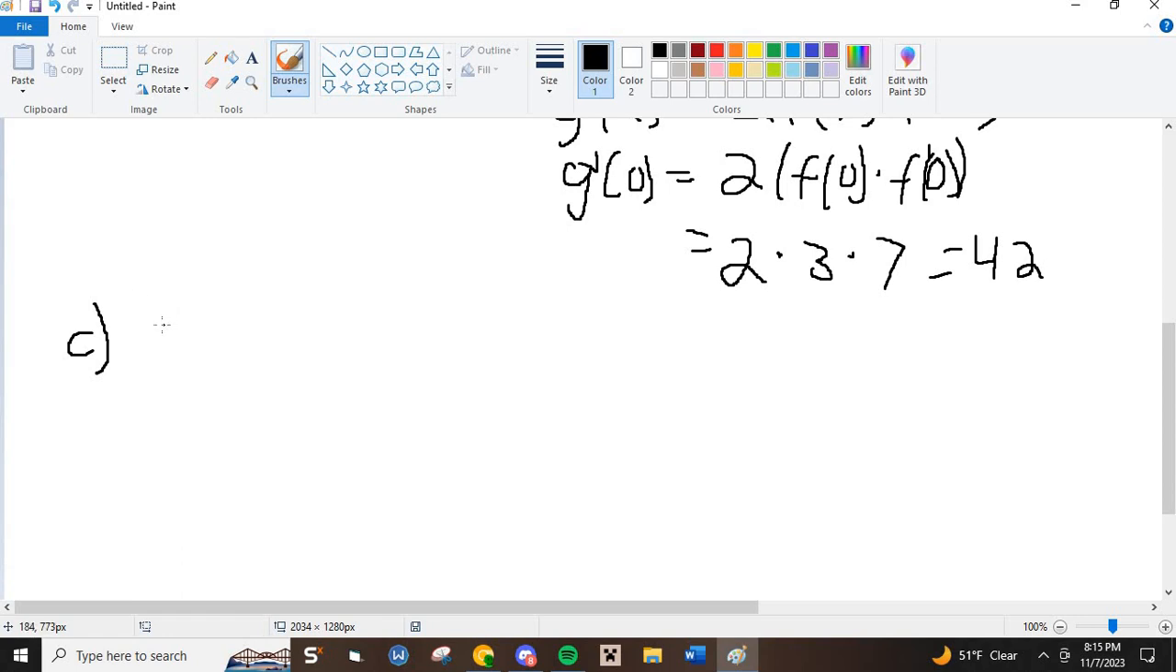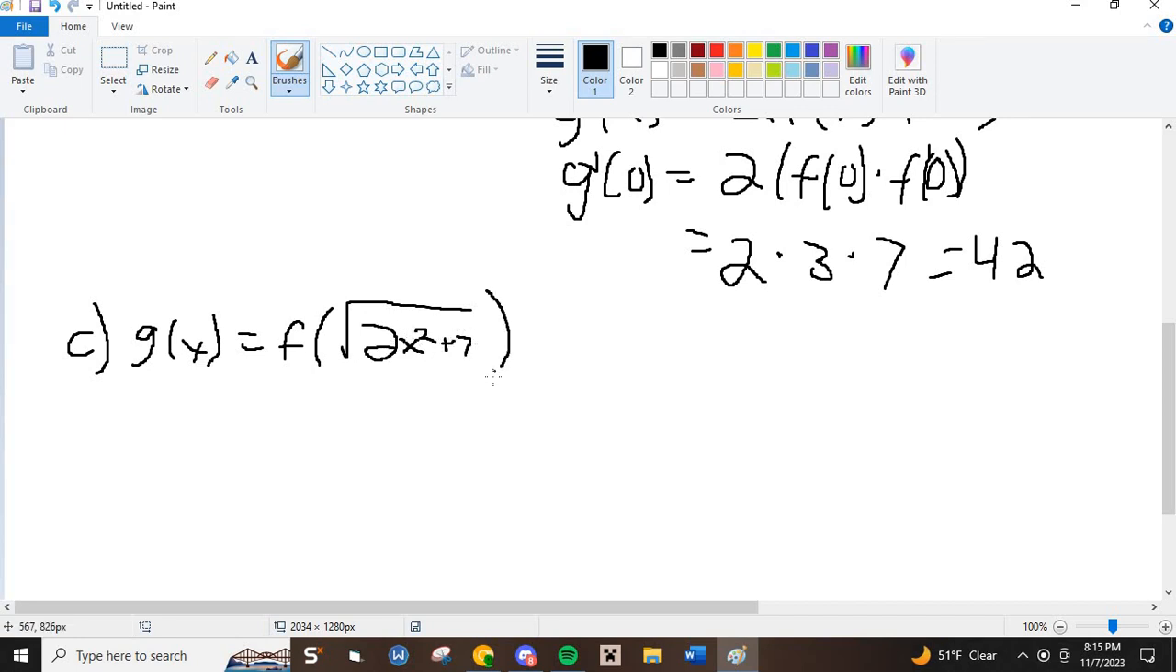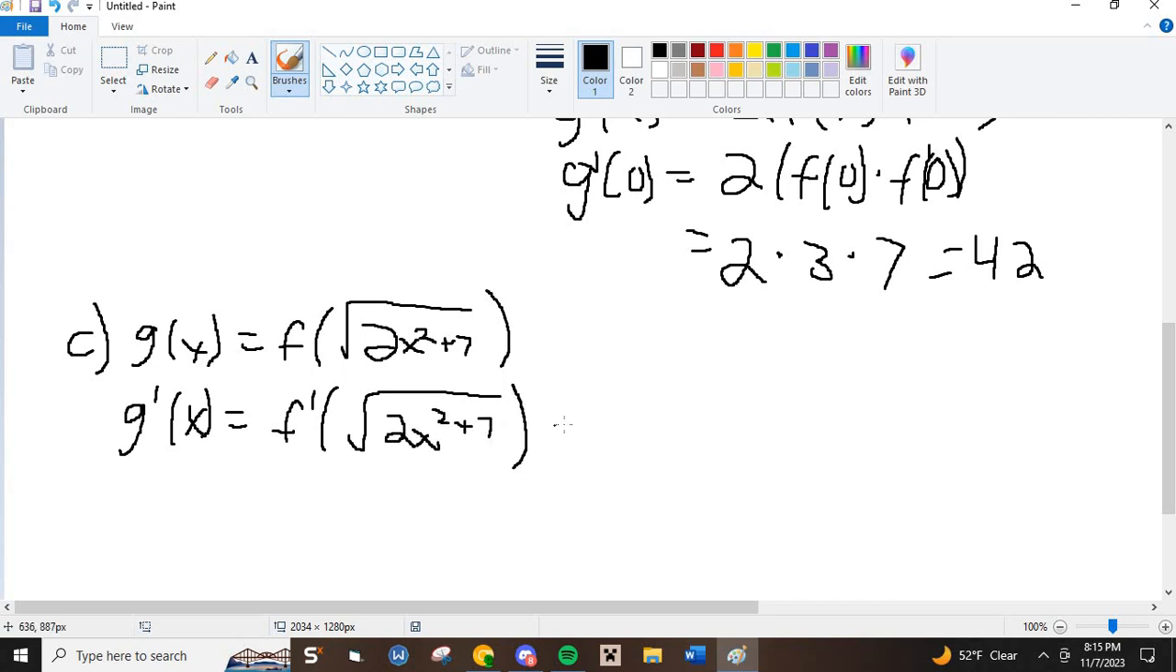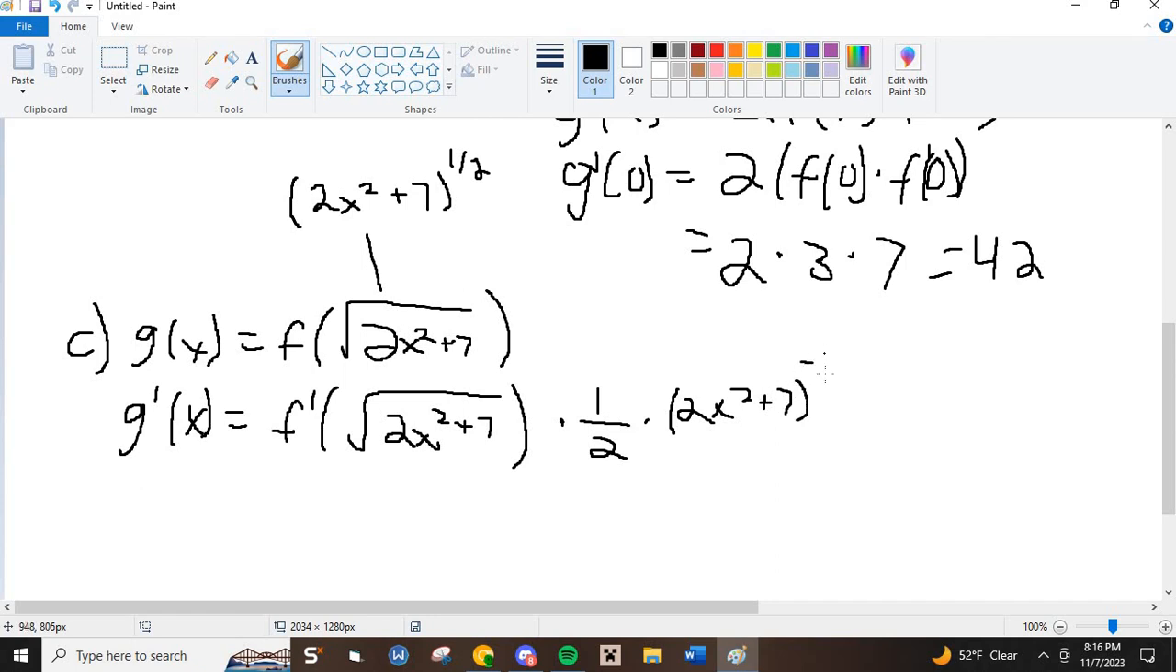So let me just copy down g of x here. It's equal to f of the square root of 2x squared plus 7. And then g prime, just using chain rule, you find out that it's f prime of, keep the inside, 2x squared plus 7, times the derivative of the square root of this. I'm just going to rewrite this as 2x squared plus 7 to the power of 1/2 since it's easier. So we take the derivative of that, which is going to be 1/2 times 2x squared plus 7 to the power of negative 1/2.